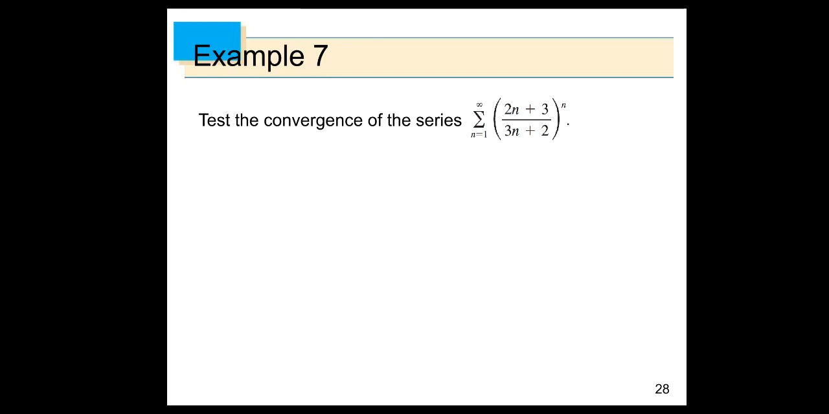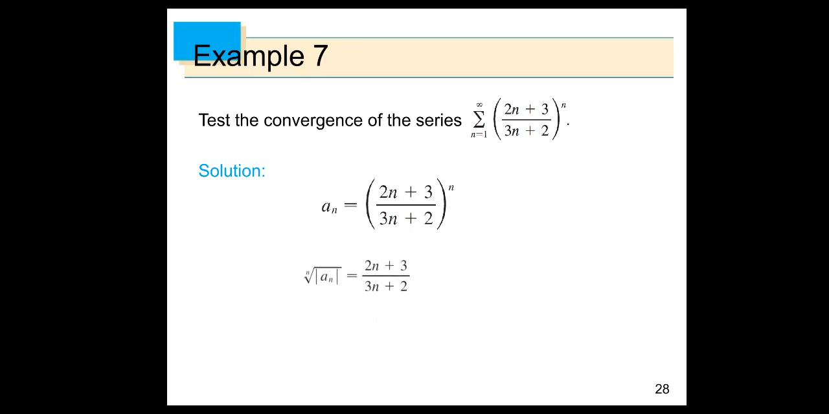Please try to attempt it on your own, and then let's see the solution. Okay guys, so here we go with the solution and attempt it together. We have a sub n equal to ((2n+3)/(3n+2)) whole to the power n.